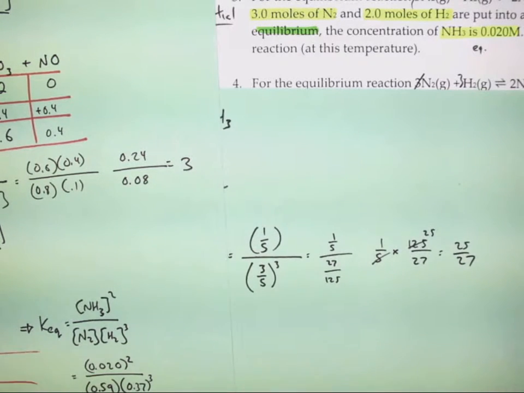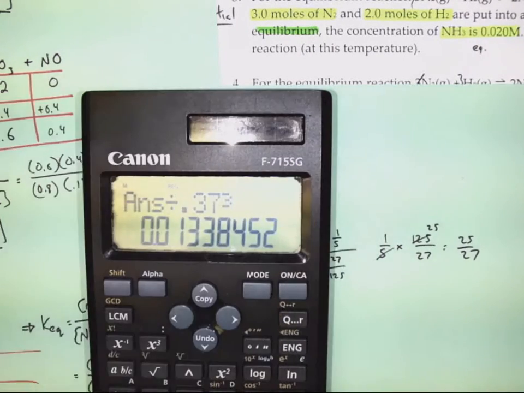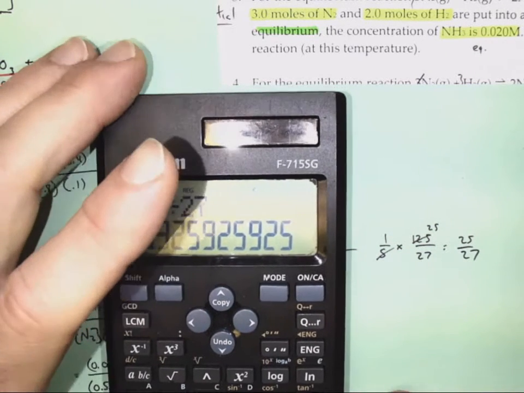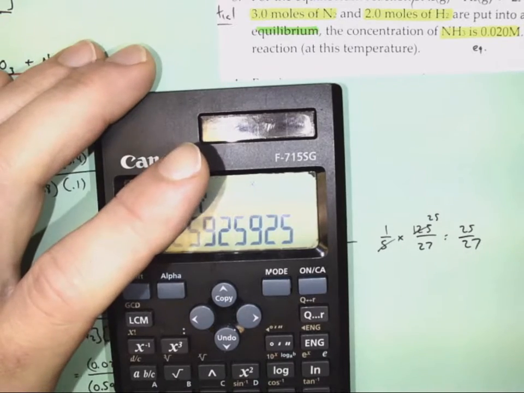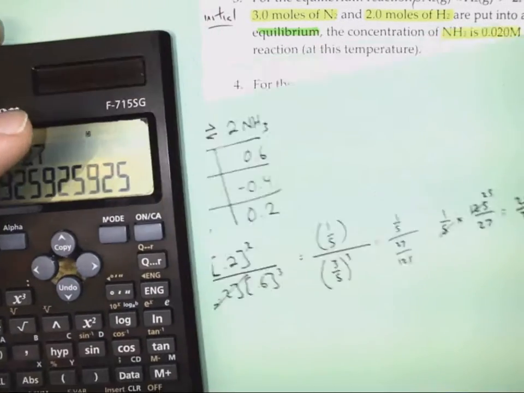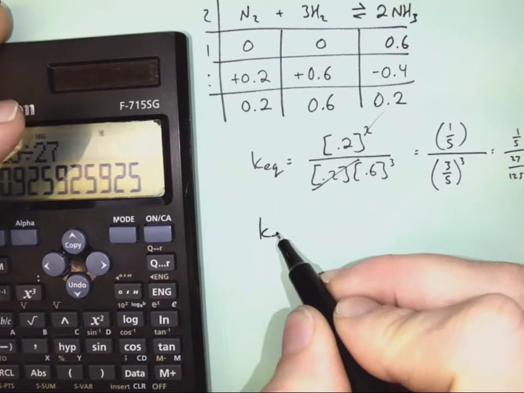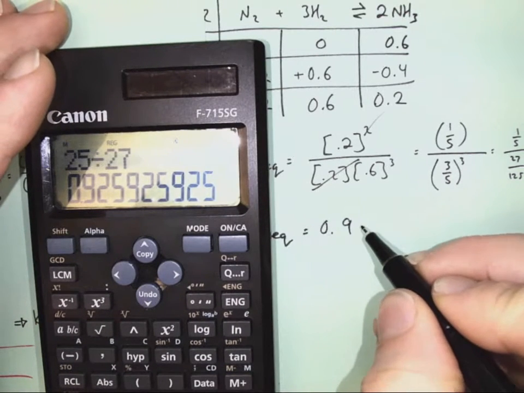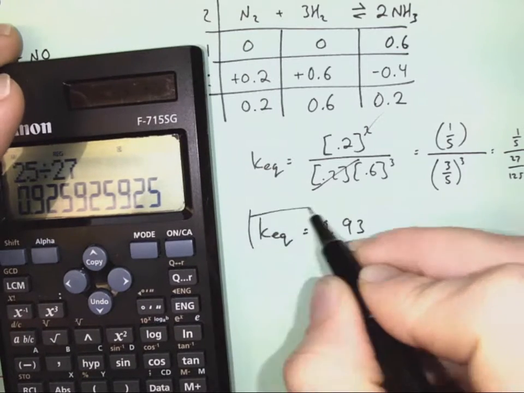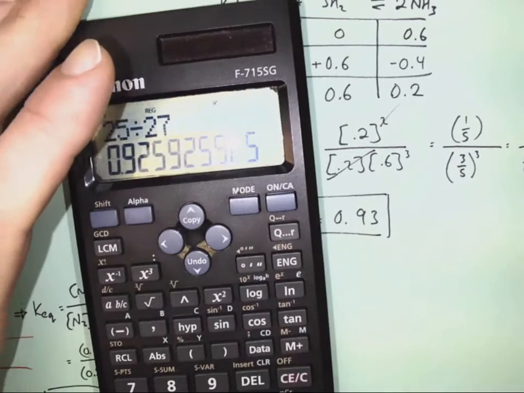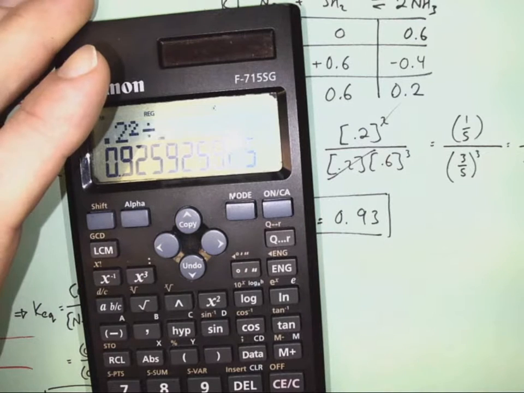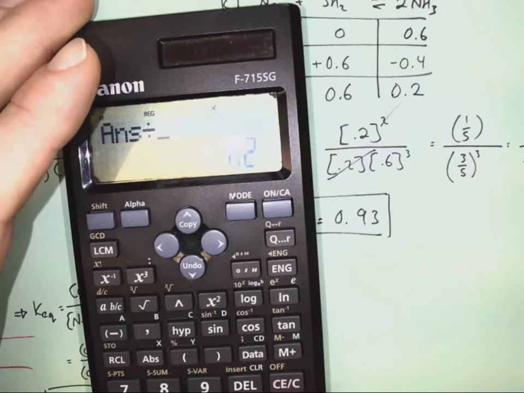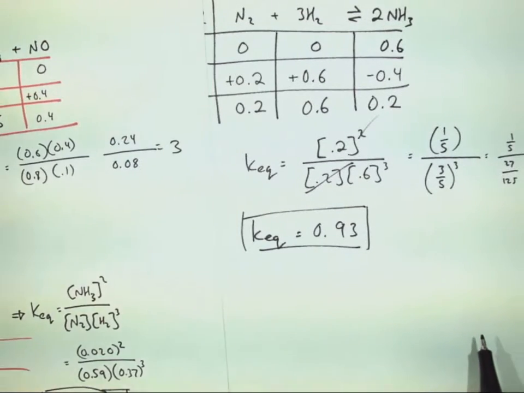Now, of course, 25/27 gives the incorrect level of precision. It implies we know this to an infinite degree. So I'm going to write this to, how many sig figs? 2 sig figs. So my K equals 0.93. And that's worth checking with a calculator. 0.2 squared divided by 0.2 equals, 0.2 divided by 0.6 to the power of 3. There we go. Okay, I was on the right track.